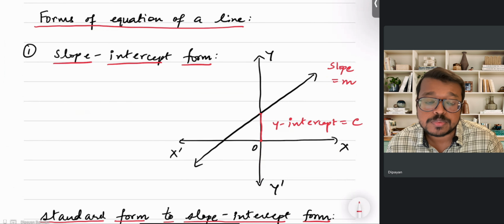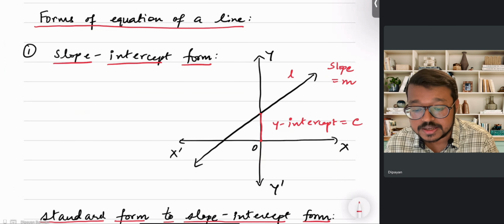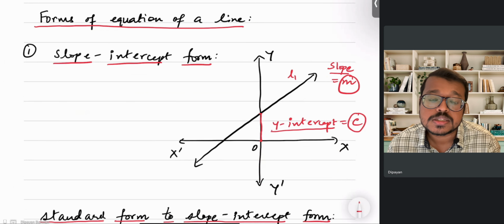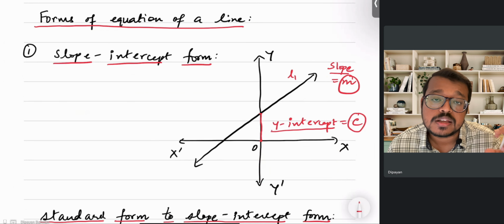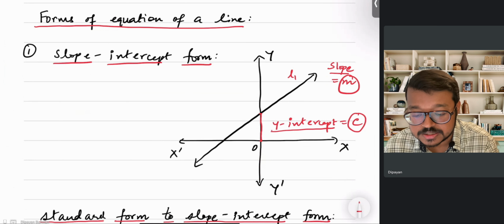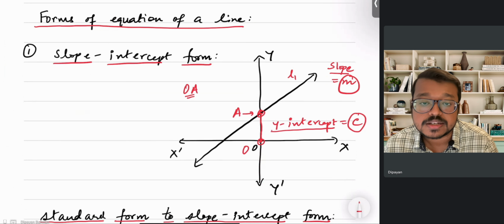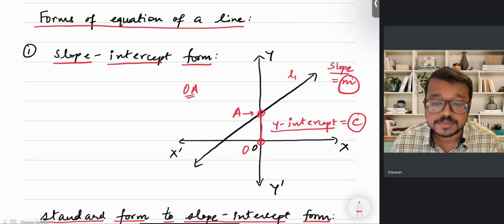First form is the slope-intercept form. Slope-intercept form means, suppose I know that this line L1 has slope equal to m, and the y-intercept of the line is equal to c. Y-intercept means the distance or the length that the line cuts off on the y-axis. So suppose here the line cuts the y-axis at some point over here, let's call it A, and we have the origin O. Then the length OA is called the y-intercept, and that is denoted with a variable c.